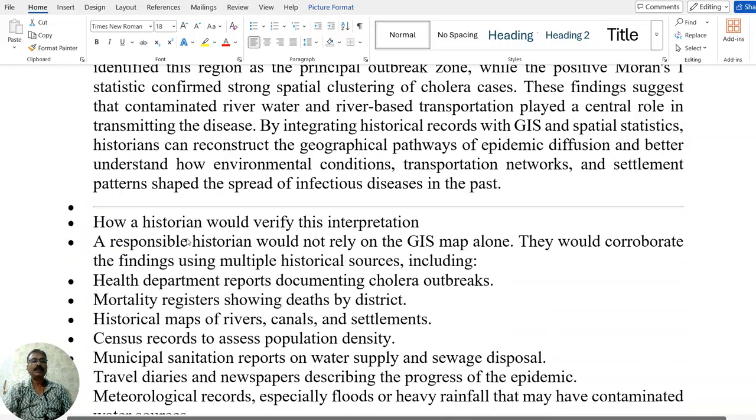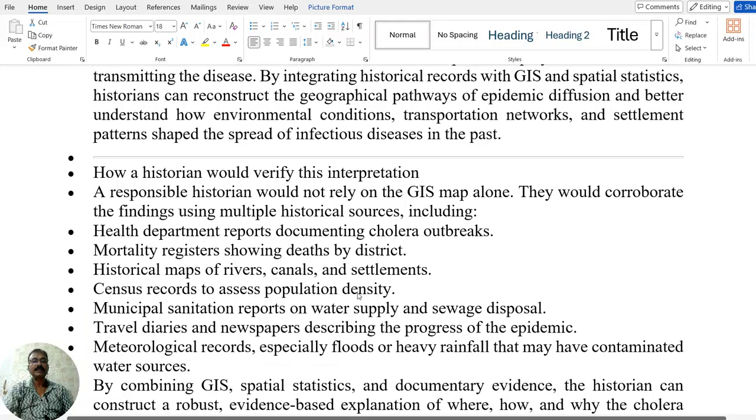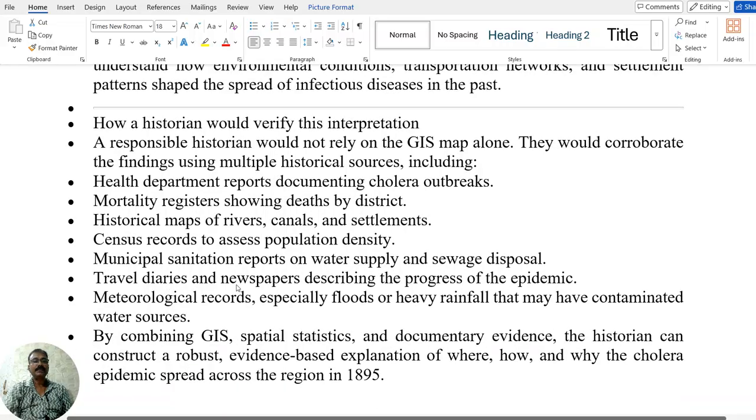So, how would a historian verify this interpretation? A responsible historian would not rely on the GIS map alone; they would corroborate the findings using multiple historical sources, including health department reports documenting cholera outbreaks, mortality registers showing deaths by district, historical maps of rivers, canals and settlements, census records to assess population density, municipal sanitation reports on water supply and sewage disposal, travel diaries and newspapers describing the progress of the epidemic, and meteorological records, especially of floods or heavy rainfall that may have contaminated water sources.